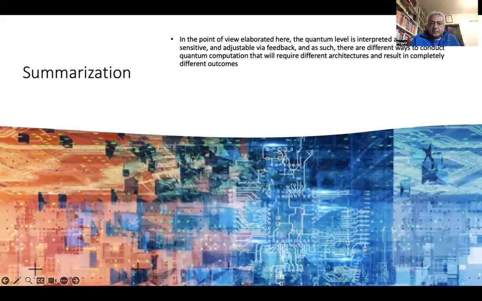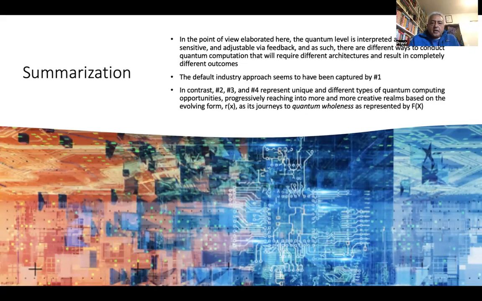So to summarize, the point of view elaborated here is that the quantum level is complex, sensitive, adjustable via feedback. And there are different ways to conduct quantum computation that will require different architectures and result in completely different outcomes. So when we think about scenario one, I'm proposing that's the default industry approach. And when we think about scenarios 2, 3, 4, these represent unique and new different quantum computational opportunities where we're dealing with the evolving form Rx to get to more of the wholeness represented by Fx. And to my knowledge, we don't have quantum computers that are actually doing that right now.